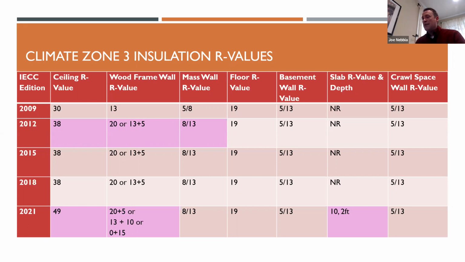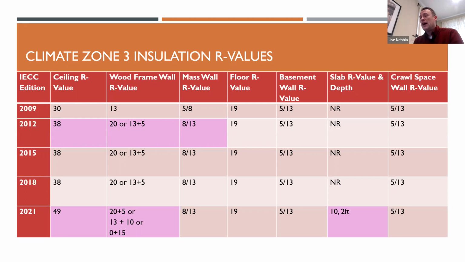So 20 plus 5 in this case means R20 in the cavity, the wall cavity, plus R5 continuous insulation. That's going to be like rigid foam on the outside or something like that. R13 plus 10 would be R13 cavity, so probably a 2x4 wall, and R10 continuous. And then finally, there's a 0 plus 15, which means nothing in the cavity, and R15 continuous insulation. So those are the different options, and that's what that 20 plus 5 means. It means cavity plus continuous.